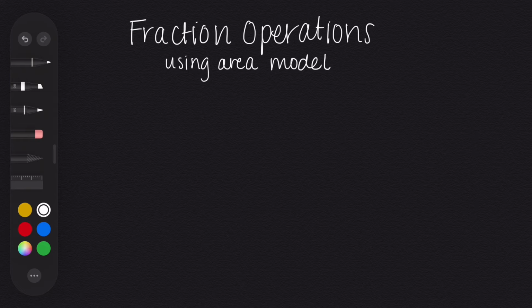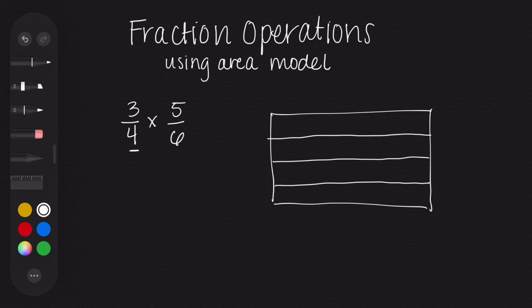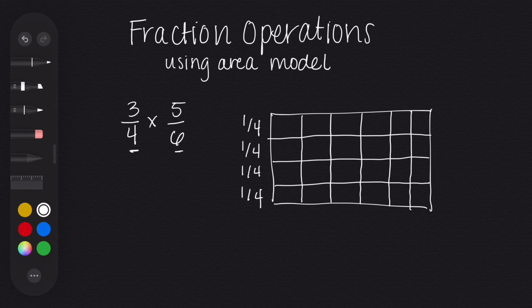Now we'll be multiplying 3 over 4 times 5 over 6 using fraction operations and the area model. So first we would draw out our area model. We would have 4 columns for the 4 denominator, and then we would have 6 columns for the 6 in the denominator place in the second fraction. So depending on the denominator is how many columns you will create in your area model.